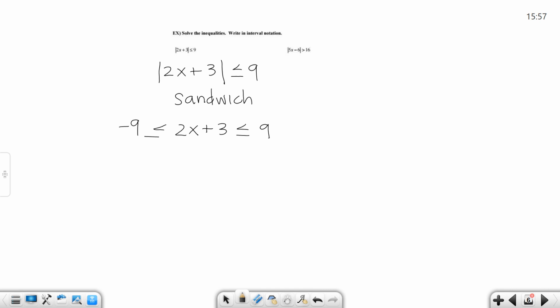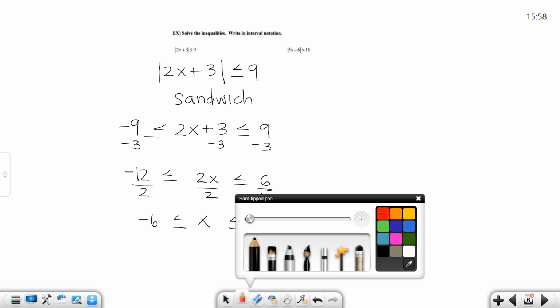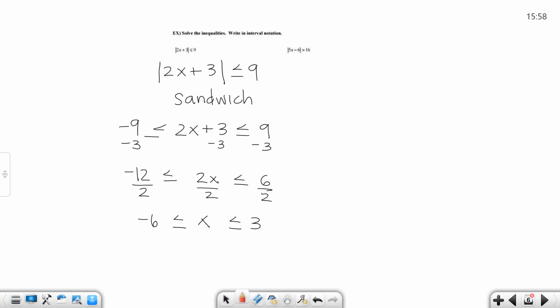So the way you work this one out is you move the 3 in the middle, which means you move it on the right and move it on the left. So negative 12 is less than or equal to 2x, which is less than or equal to 6. Then you divide all three sides by 2. So you get negative 6 is less than or equal to x, which is less than or equal to 3. In interval notation, you write from left to right, lowest to highest. So you get negative 6 to 3.